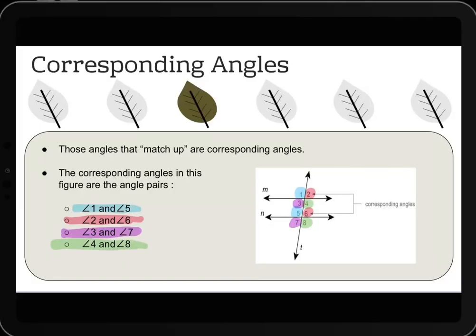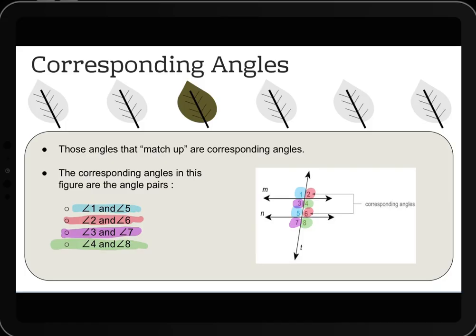The corresponding angles are angles that match up with each other. For example, from the first group that lies on the line M, we have 1, 2, 3, 4. 1 and 5 are corresponding because they are in the same location respective to their group. You can think of it as the upper left of the quadrant of angles that we have. So 1 is in the upper left, 5 is in the upper left. They're corresponding. 2 and 6, 3 and 7, and 4 and 8.